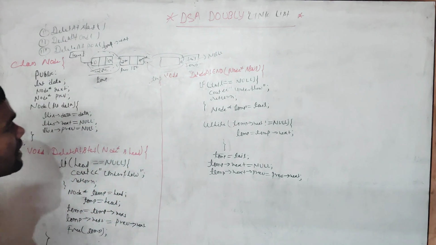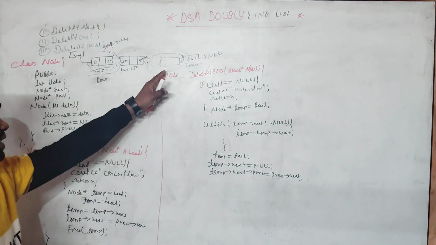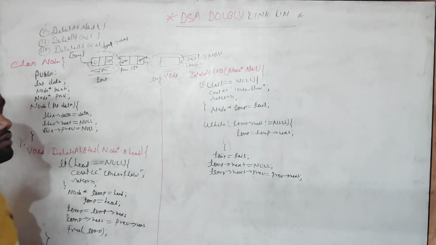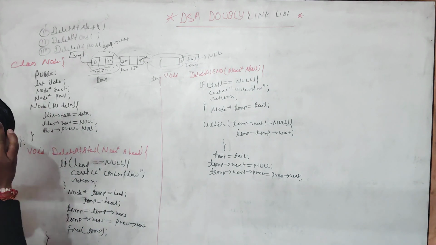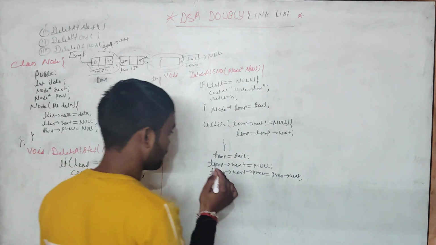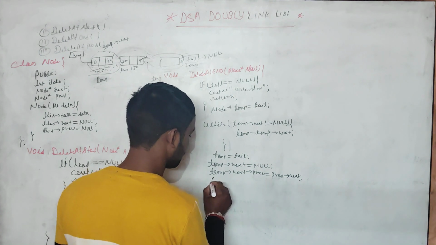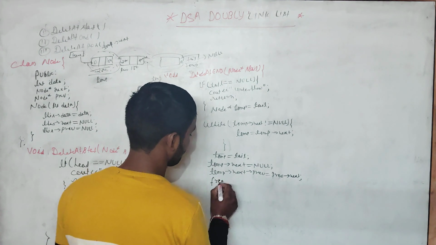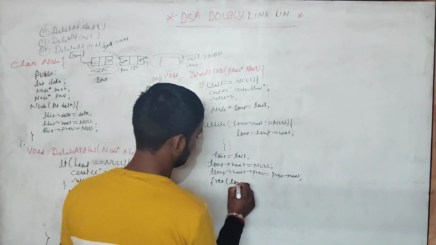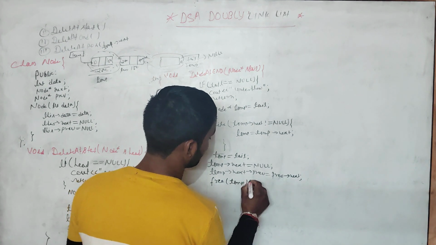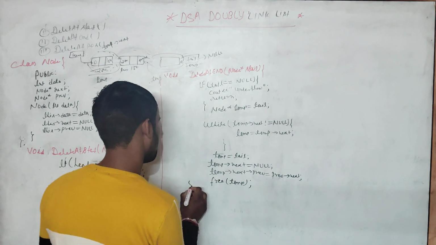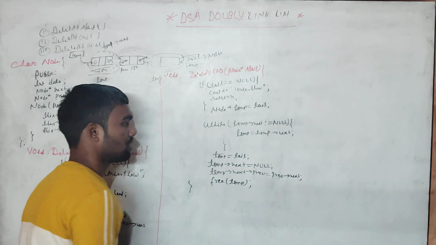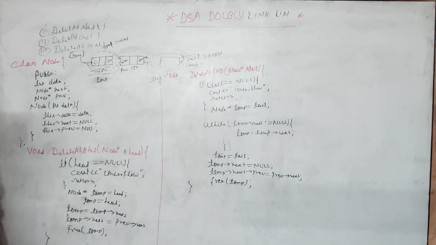Simply then what do we write here? Only this, fill this node. Okay, after that fill this node, fill this temporary node, then temp, simply close. Fine. Okay.